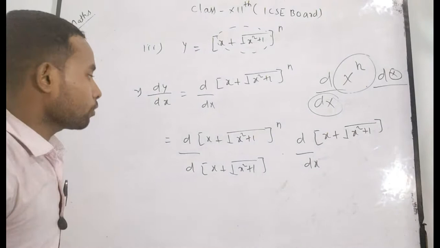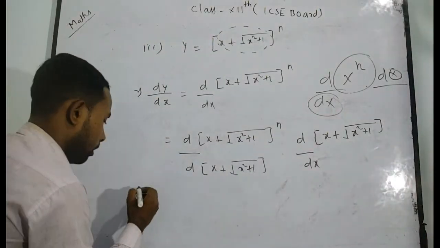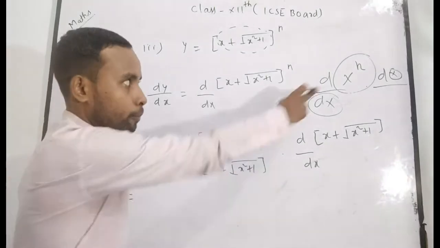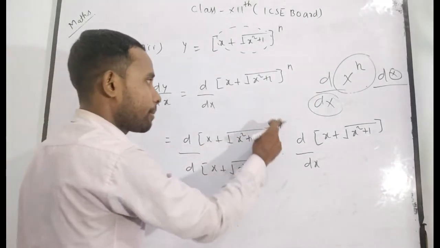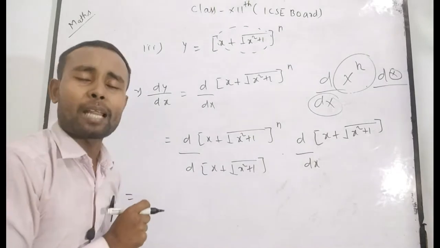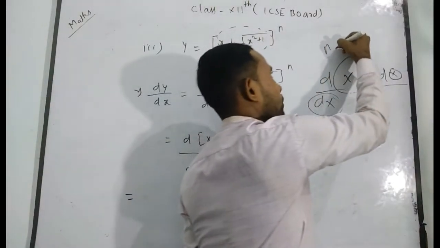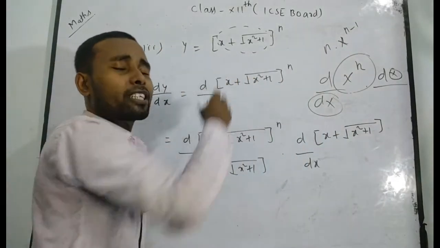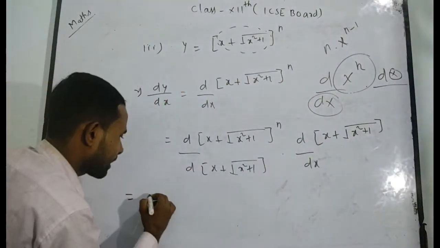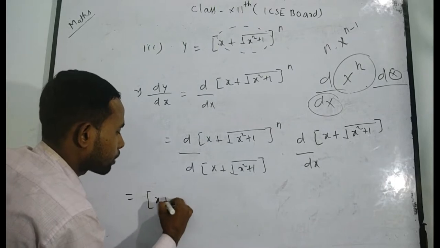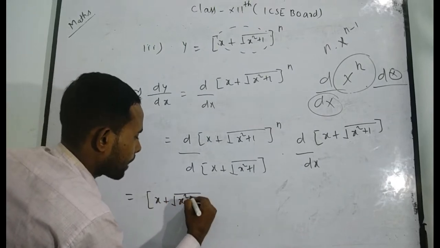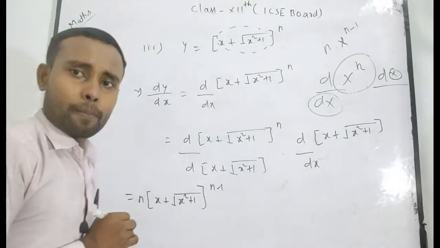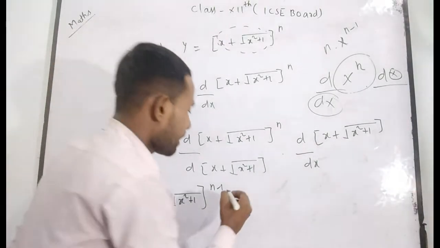Now I want to tell you again, this is capital X, I have supposed already. Now can you tell me the derivative of capital X to the power n with respect to capital X will be what? n into capital X to the power n minus 1, where capital X is equal to what? x plus root under x square plus 1. So can I write here x plus root under x square plus 1, whole to the power n minus 1, into n. Can I write here? I think you understand very well.